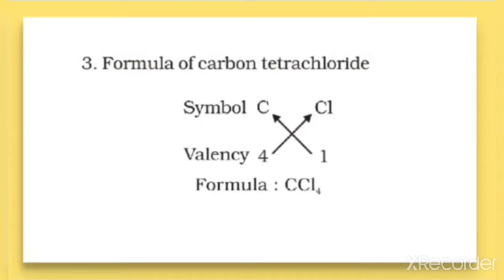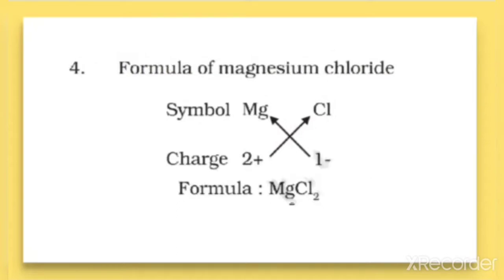Next example, magnesium chloride. Write the symbol Mg for magnesium and Cl for chlorine. The valency, or we can say the charge, is 2 plus for magnesium and 1 negative for Cl. So cross it.